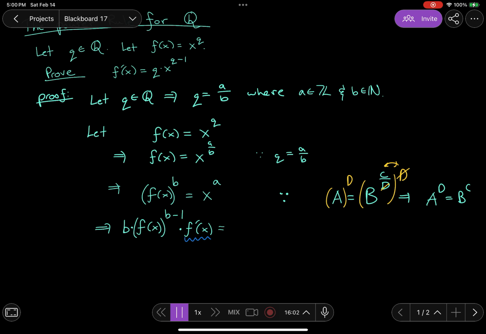On the other side of my equal sign, I have the power rule for the integers. In this one step, this is where I'm using all of my big machinery, and the rest is going to be really calculus. So I have a times x to the power of a minus 1. Okay, so this is the power rule. I was able to do that because of the power rule for N and Z, and because of the chain rule.